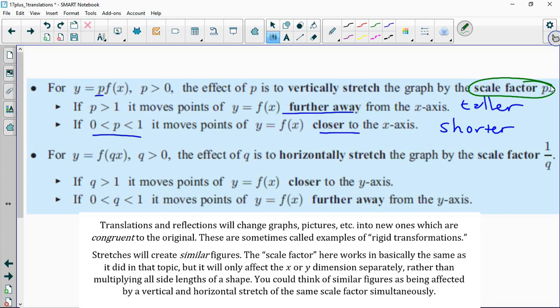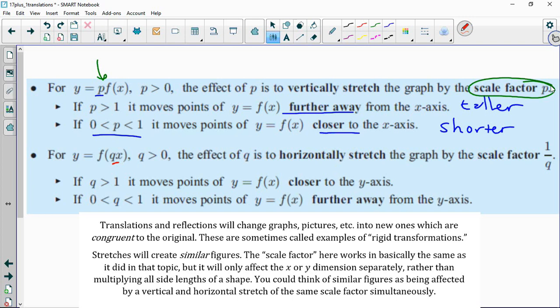In other words, if this were to say 3 times f of x, then the picture is going to get 3 times as tall. So if we had a particular y value of like 6, that's going to now be up at 18. If it said 1/2 of f of x, then it's going to become half as tall. So if we had a y value of 6, it's now going to become a y value of 3. All right, down below we've got horizontal stretches. So now we're multiplying x by a number, so it's inside the brackets.